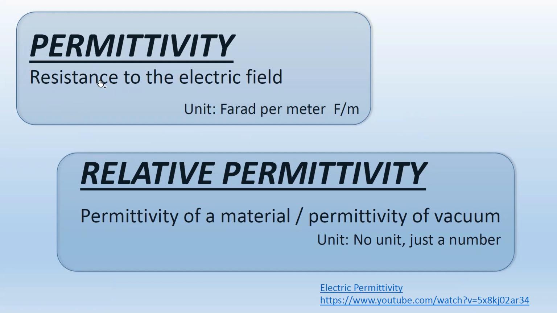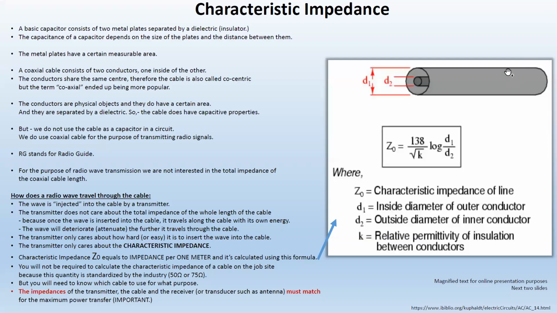Permittivity is the resistance to the electric field, and it's in farads per meter. And relative permittivity is the permittivity of a material compared to the permittivity of the vacuum. I'm just going to leave you with that. It's not going to be on a test. I'm just pointing you to some things that relate to these. Now, that has to do with the way the coaxial cable is built.